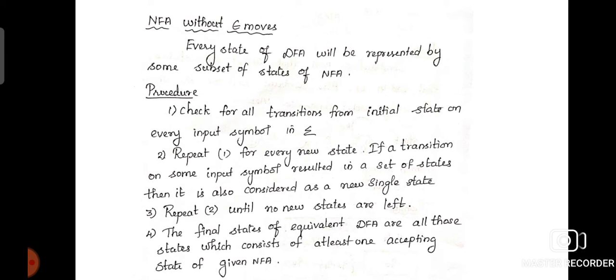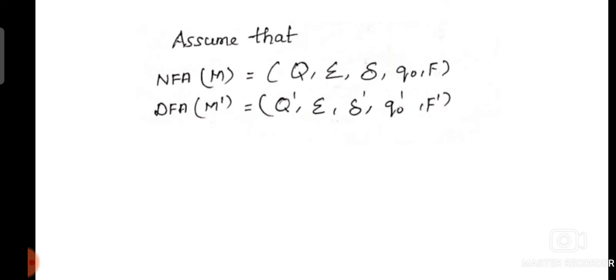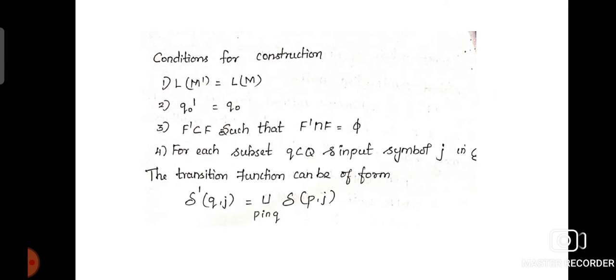Then in step 4, the final states of the equivalent DFA are all those states which consist of at least one accepting state of the given NFA. Then we will assume the formal definitions for NFA and the corresponding DFA. If NFA is the set of tuples Q, sigma, delta, Q0, F, then the same thing will be considered for DFA as Q dash, sigma, delta dash, Q0 dash and F dash.